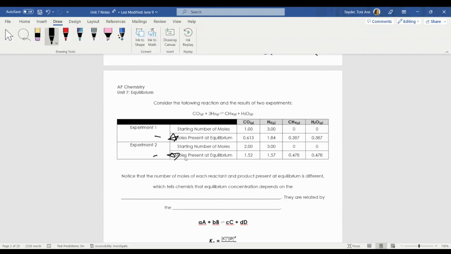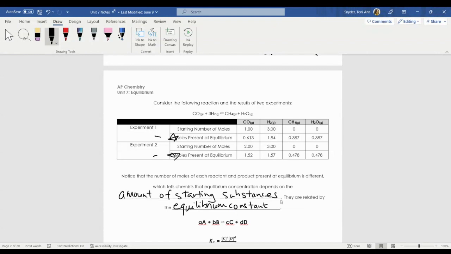So notice that the number of moles of each reactant and product present at equilibrium is different. This tells chemists that equilibrium concentration depends on the amount of starting substances. So I'm going to produce more or less product depending on how many reactants I'm starting off with. But there is a relationship between how much can I produce. And these are related by what's known as the equilibrium constant.